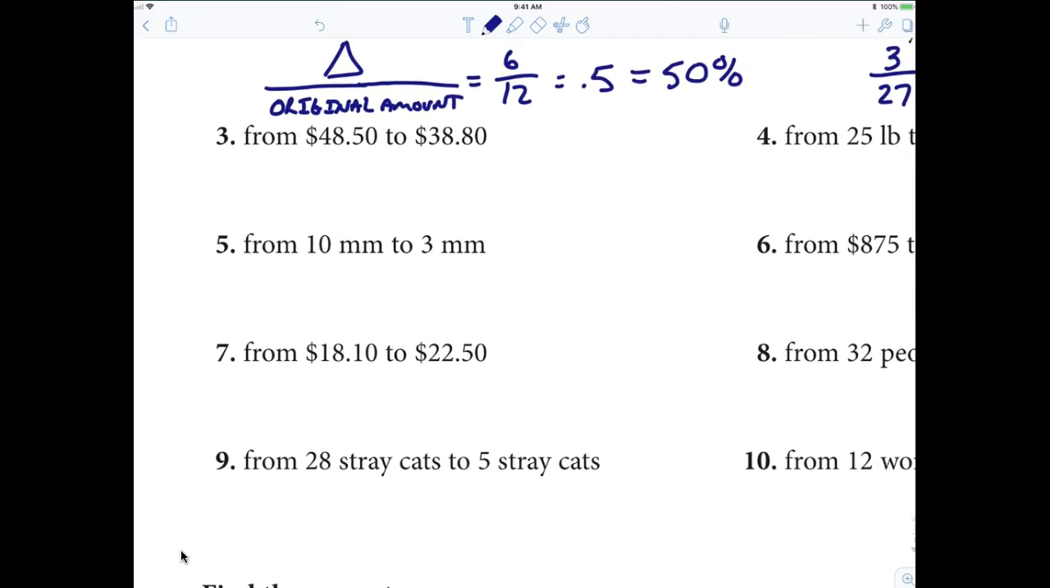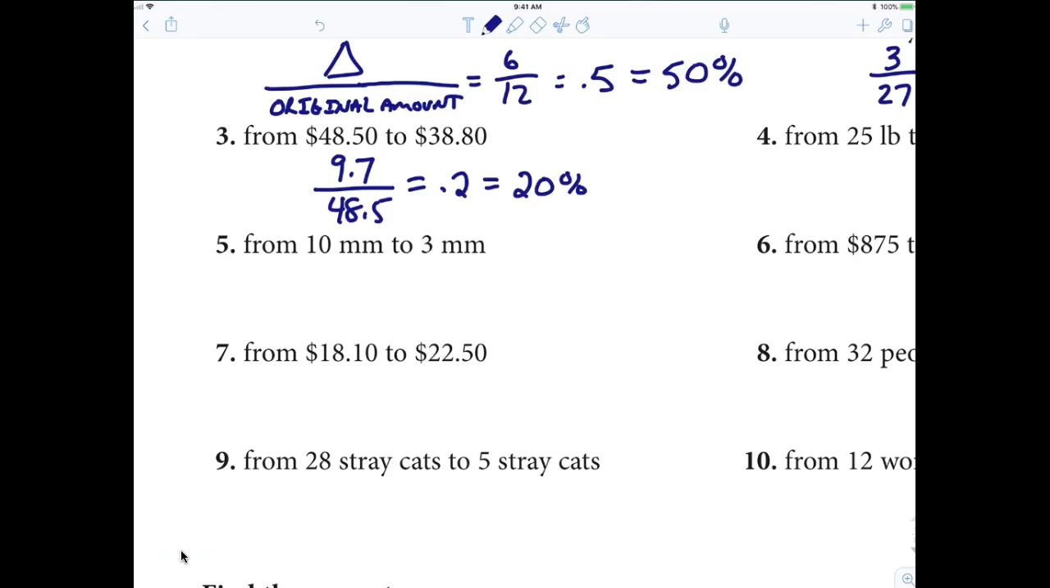So I went from 48.50 to 38.50. Is that an increase or a decrease? Decrease. Okay, so what was the change, somebody? $9.76. Does anybody agree with that? What was the original amount? 48.5. Tell me what the decimal is. Exactly 0.2. So we'd write 0.2, and then I want you to write equals 20%. Now, again, step by step.